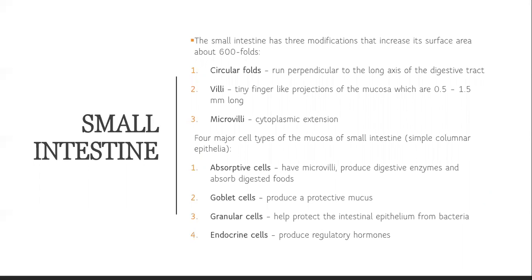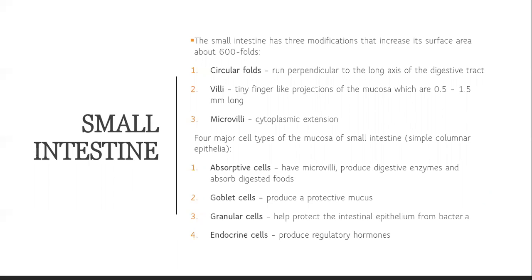Then our small intestine has three modifications that increase its surface area about 600-fold. So we have the circular folds, the villi, which are tiny finger-like projections of the mucosa, and we also have the microvilli, which are cytoplasmic extensions.